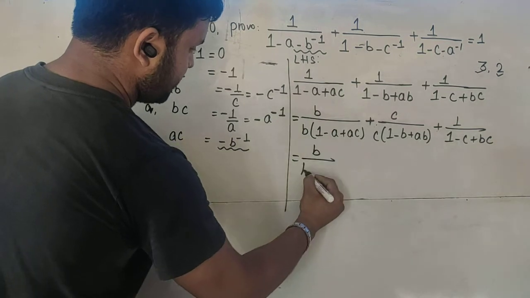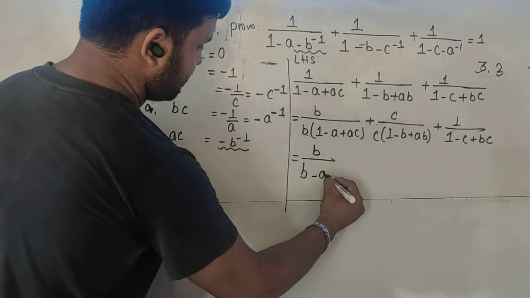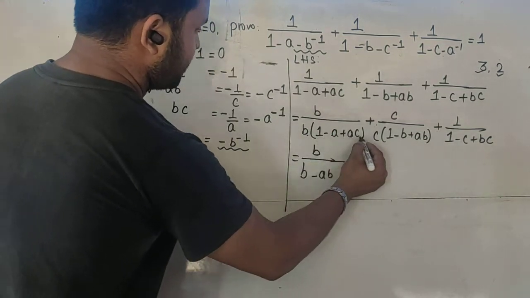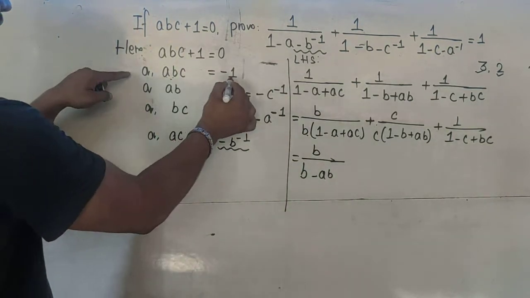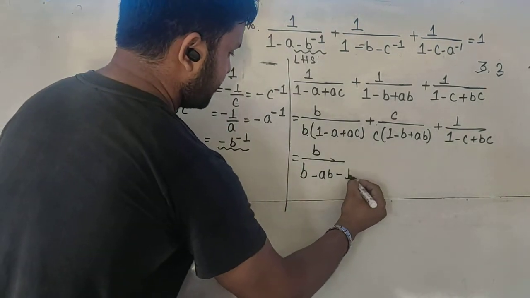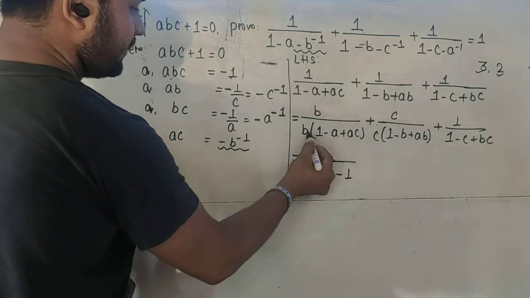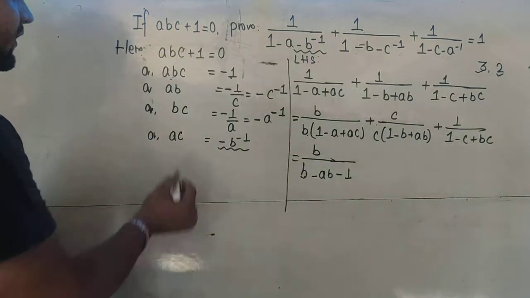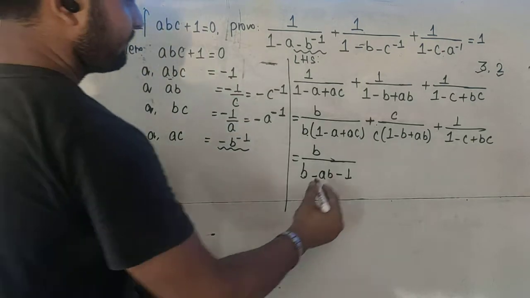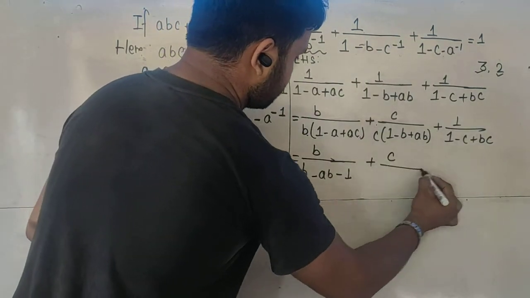Now b times 1 is b, b into a gives us ab, and b into ac gives us abc, and abc is equal to minus 1. So I can write here minus 1. Do the same thing here.